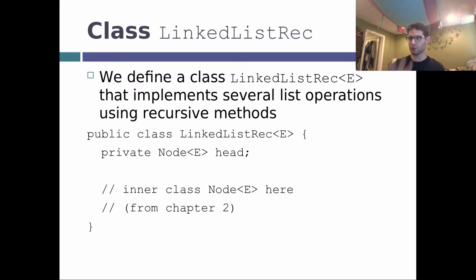So I'm just going to go through the slides rather than coding it out myself and show you that we can look at a lot of the classical methods, like adding to the end, calculating the size of the list, and removing a node from the list recursively. So we're just creating a new linked list class, LinkedListRec. And we notice we aren't going to keep track of the size. The only thing we're going to keep track of is the head of the list.